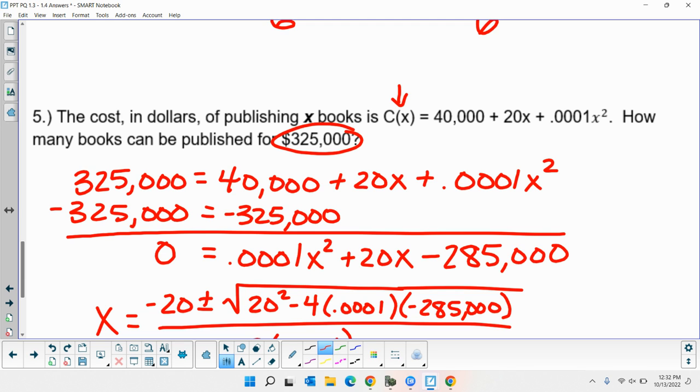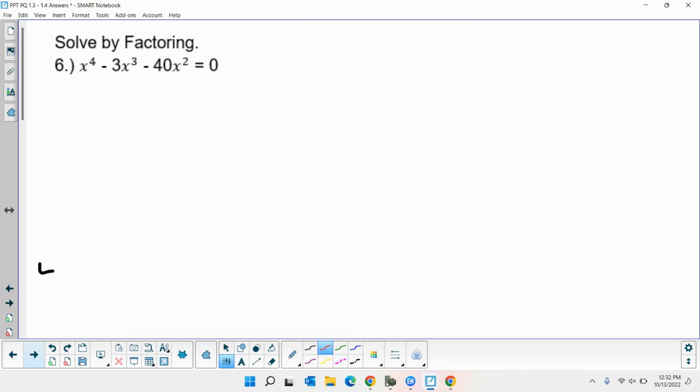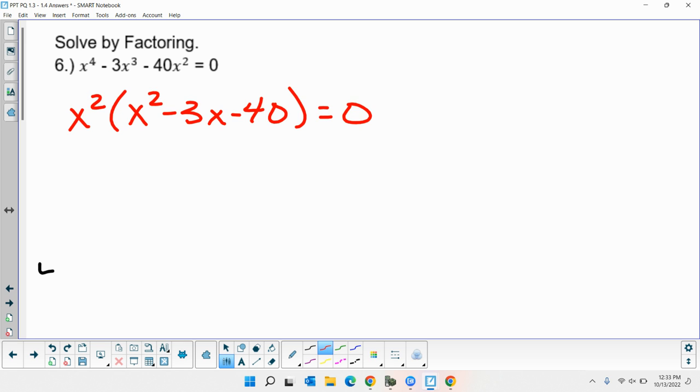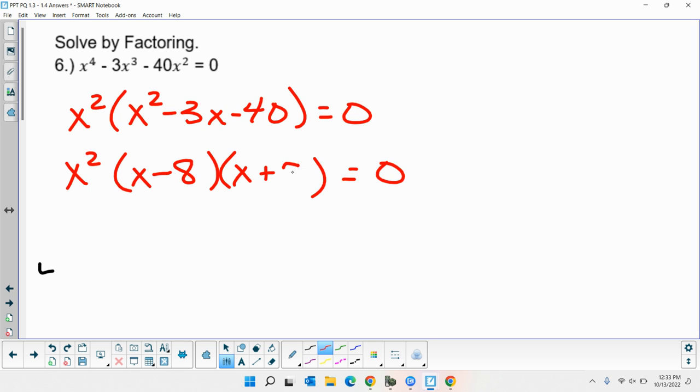Any other questions? All right, we're running out of time, so I got to speed it up. All right, another factoring one. What's the GCF? Regular trinomial. Only way to get x squared is x times x, right? What factors of negative 40 add up to negative 3? 5 and negative 8, right? So x is 8, x is negative 5.